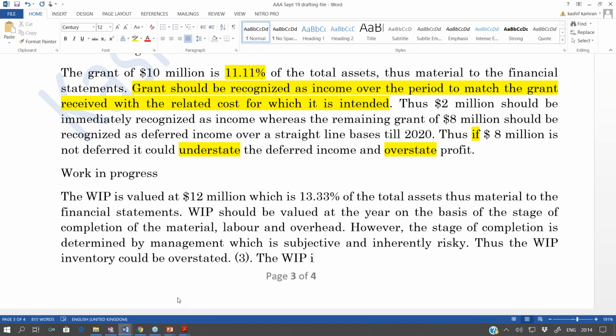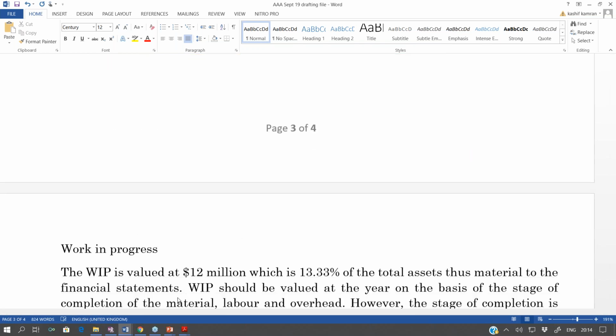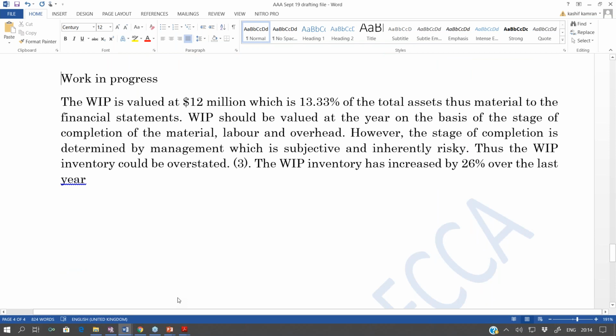The work in progress inventory has increased by, how much it has increased by over the last year? Can anyone find the percentage? Last year it was 9 million. This year it's 12 million. So how much it has increased over the last year? It was 9 million the last year, and it was 12 million this year. So it has increased by 26%. The work in progress inventory has increased by 26% over the last year. Is that a significant increase? Do you all agree? Is that a significant increase, 26%? No, as a percentage, is 26 a good percentage, significant percentage?